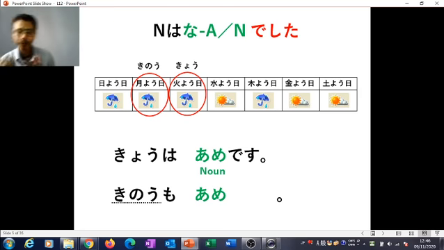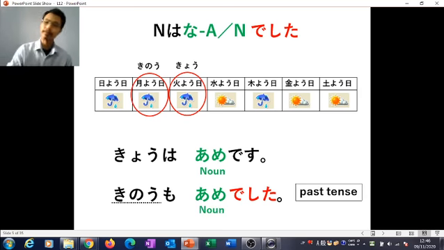Actually, the key point is how to change into past tense. So in order to change noun, actually we are dealing with noun here. Ame is considered as noun. If you want to change noun into past tense, it's simply changing the word desu into deshita, and then it becomes past tense. All right. Past tense.